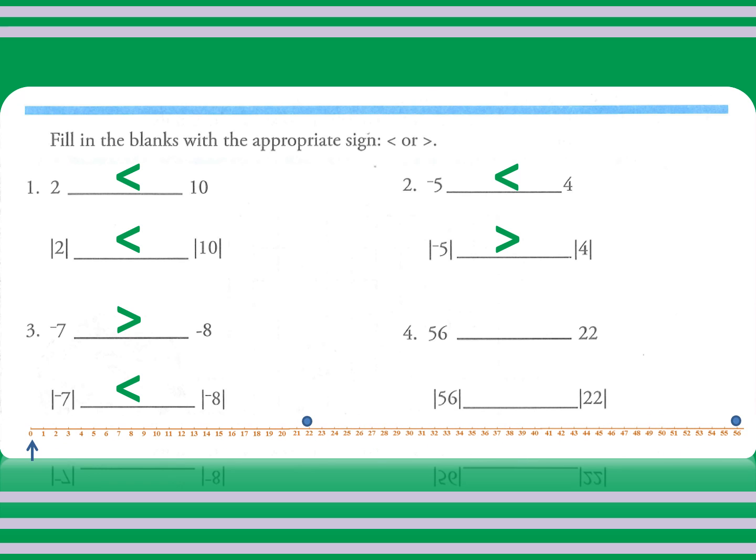Question number 4. We're plotting 56 and 22. So here is 56 and here is 22. 56 is to the right, so it is greater than 22. The absolute value of 56 is 56. The absolute value of 22 is 22. So again, 56 is greater than 22.